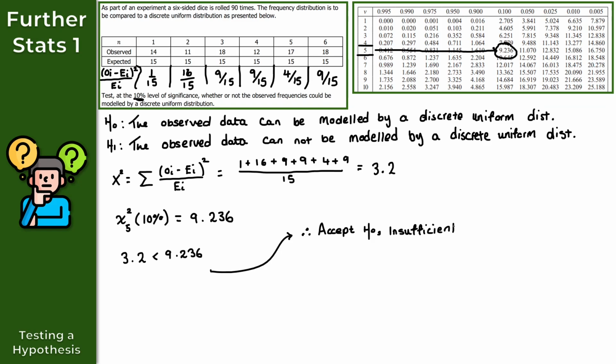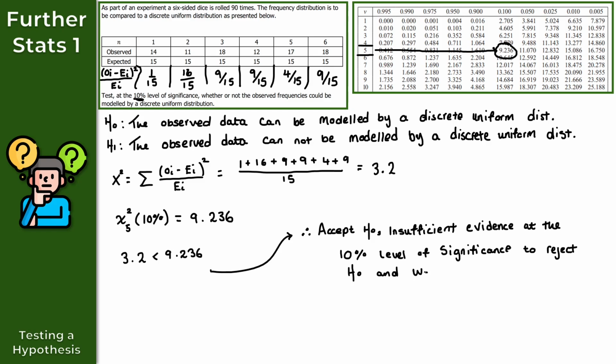This is always the worst part of any hypothesis test, the lengthy conclusion. So insufficient evidence at the 10% level of significance to reject H naught, and therefore we can conclude here that the dice is not biased.